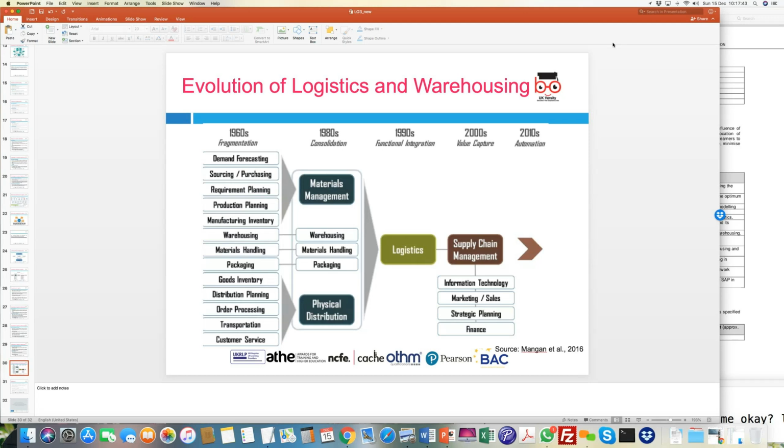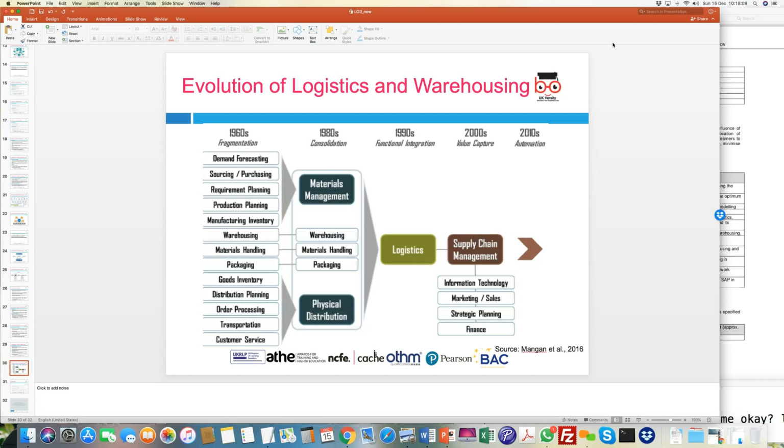There were different types of people working within different functions. There were people working in production planning and control, PPC as we call it. There were people working in managing inventory within a setup. There were people having different roles and working within warehousing, materials handling, packaging. So all these were individual functions in the 1960s.